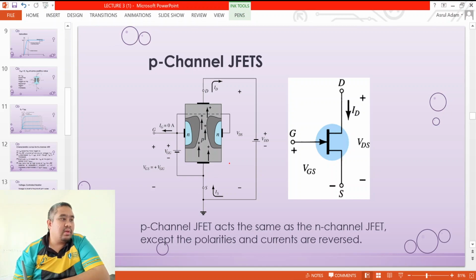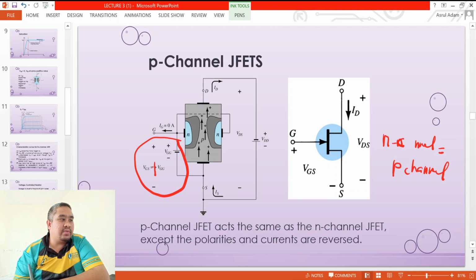So we have this symbol, N channel, equal to P channel, except this one, our VGS, this part. See, this one is positive. If VGS is more to the positive value, that means it is a P channel.